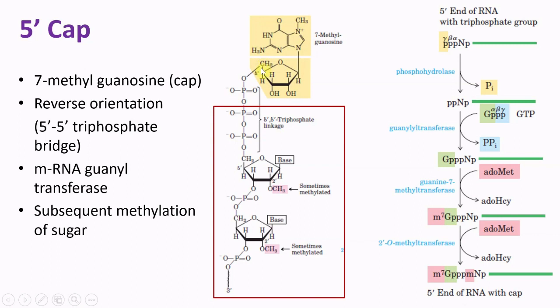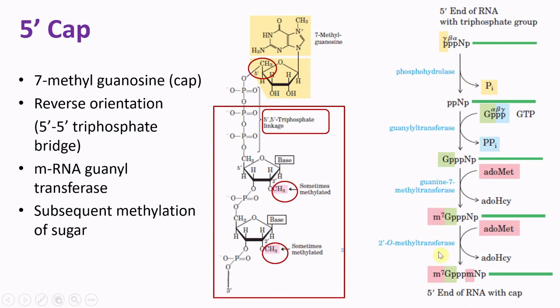7-methyl guanosine is added to this mRNA via the 5' carbon of the ribose sugar of this guanosine, and a triphosphate linkage is formed. So a bond between the 5' carbon and 5' carbon. In reverse orientation, a bond is formed, and this bond is known as the 5' triphosphate linkage. This cap is added by the enzyme called guanyl transferase, and after addition of this cap, the first few bases' ribose sugars are methylated, and this constitutes the 5' capping of the mRNA.